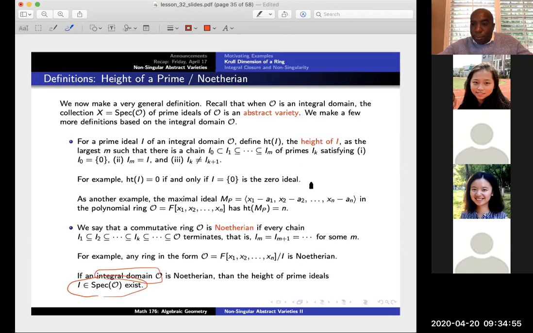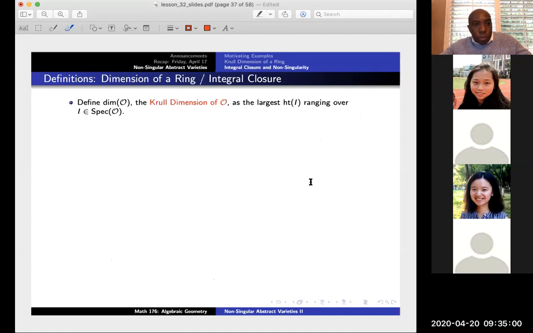All right, let's move on to the next couple of concepts. I want to define what's called the Krull dimension. I know it looks like it's spelled differently, but it's named after a German mathematician named Wolfgang Krull. This is called the Krull dimension of an integral domain. It is the largest height as we range over all prime ideals.